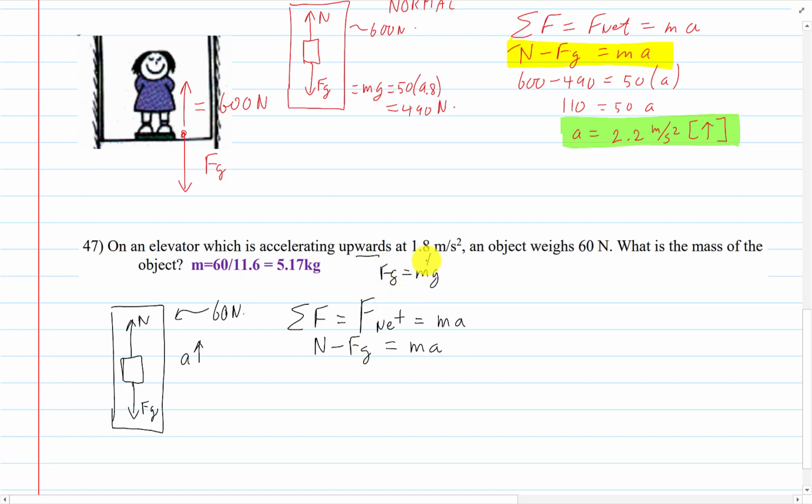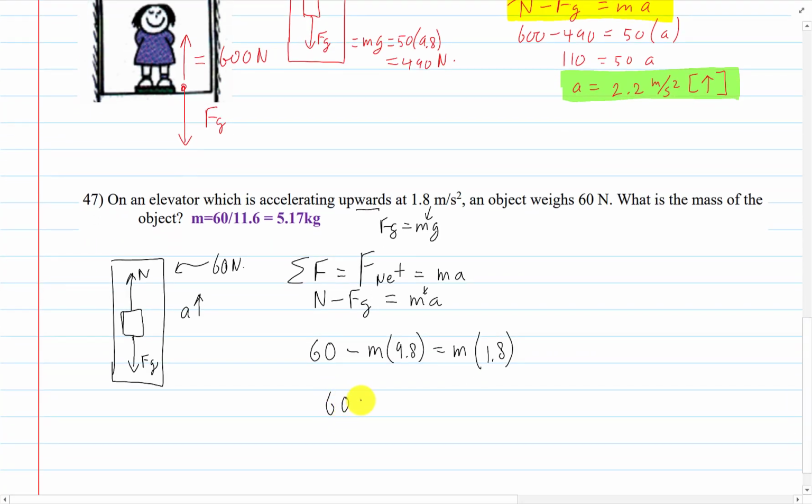We don't have the mass. The mass is in two locations. So let's fill in the numbers: 60 minus m times 9.8 equals m times 1.8. How do you solve it? There's two m's in both. This is algebra. It all of a sudden screams to you, this is why we did all that math.